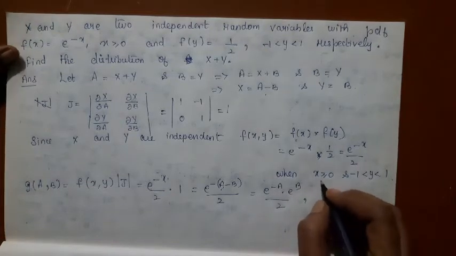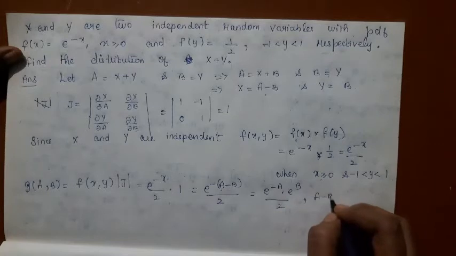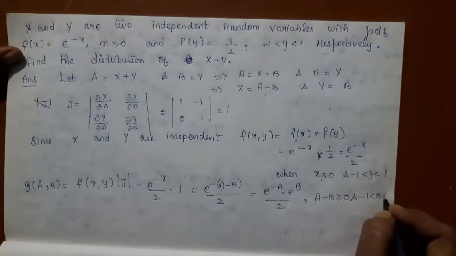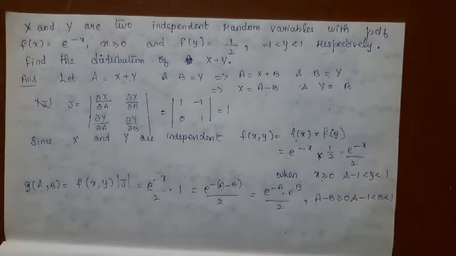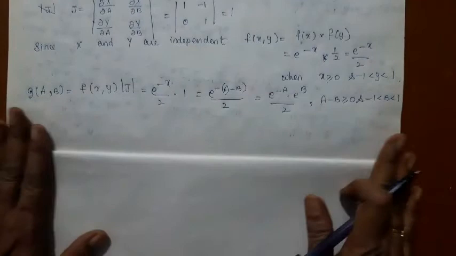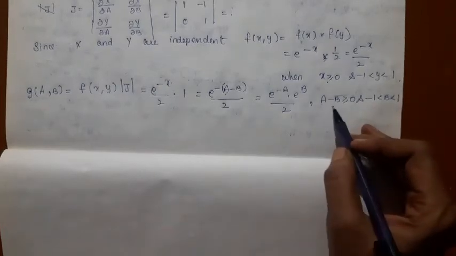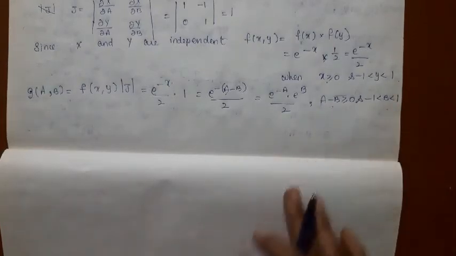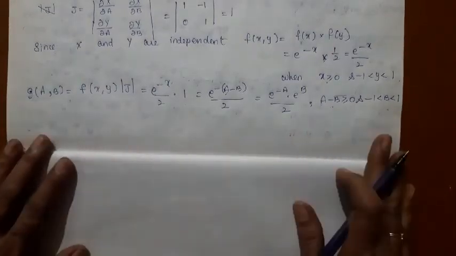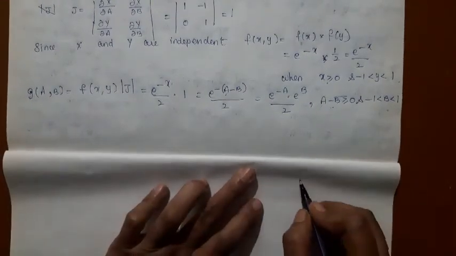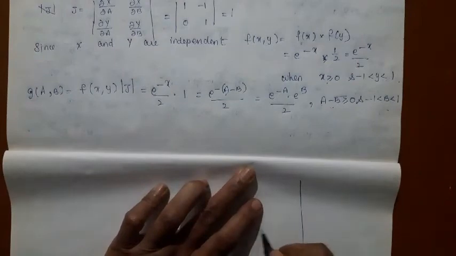What is the range now? For x, it is a minus b greater than or equal to 0, and minus 1 less than b less than plus 1. Now this region of integration should be plotted in a graph and you should find the region of integration for a and b separately. You don't have it for a and b separately. That is the problem. So you should have a graph to find the region of integration for a and b separately.